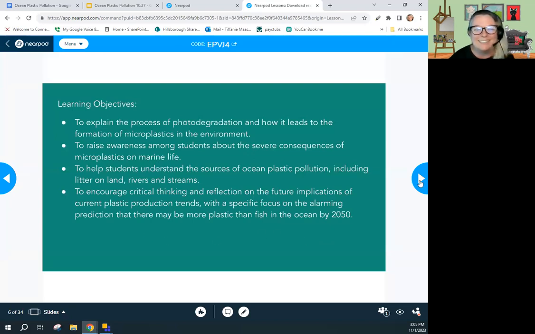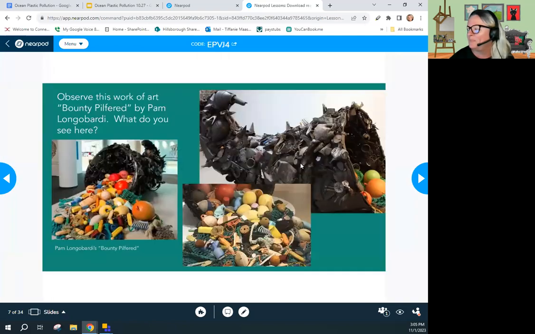Let's dive into our lesson. Okay. To get started, I would like for you guys to take a look at this contemporary work of art. It is called Bounty Pilfered. It's by the contemporary artist Pam Longobardi. And I'm simply wanting you to share with me what you see here. What kind of observation can you make when looking at this work of art? I'll give you just a moment to reflect upon it before I take us over to our first discussion board.